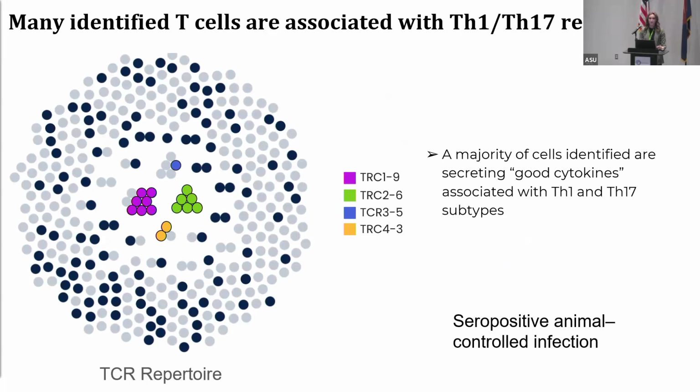Importantly, a whole bunch of them were also associated with a Th1 or Th17 response. And we all know that Th1 and Th17 are considered protective. And again, this animal was a seropositive animal that was able to control the infection. And so we think that moving forward, if we look at single cell sequencing in more of our seropositive animals, we may see a decreased Th1 and Th17 response in those animals.